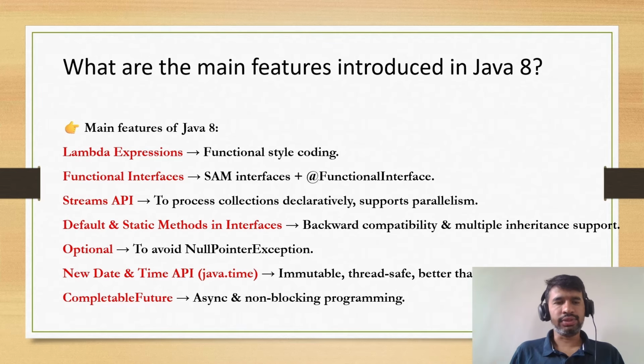Lambda expressions and stream APIs are introduced mainly to push functional style coding. And functional interfaces, basically Lambda expressions implement the functional interfaces. Default and static methods in the interface are also introduced to implement backward compatibility and to support multiple inheritance. Optional to avoid null pointer exceptions. And there are changes in the date and time API as well.